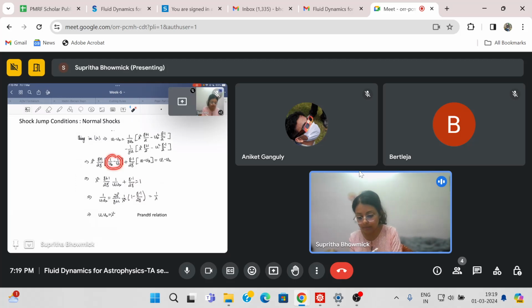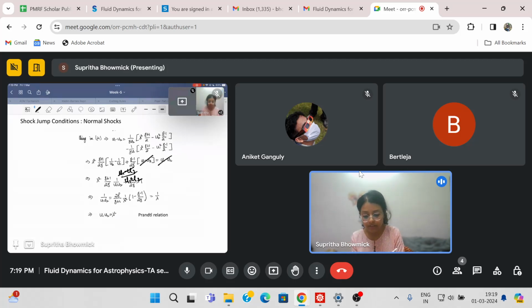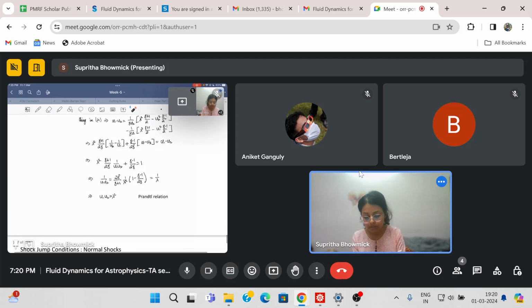Now you can see that this will become u1 minus u2 divided by u1 u2. u1 minus u2 will cancel out and we'll be left with a 1 by u1 u2. If we do this, we will get this equation. All right. So 1 by u1 u2, 1 by u1 u2, bringing all the other terms to the right hand side, we get this. Now if you solve for this, you will see that this is gamma plus 1 by 2 gamma. 2 gamma cancels out. Gamma plus 1 cancels out. This should be 1 by lambda square.